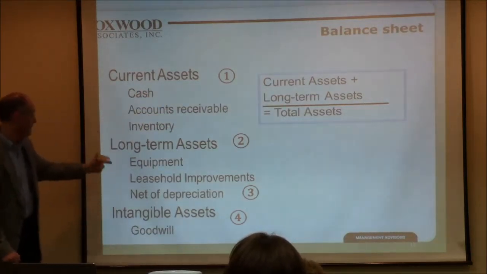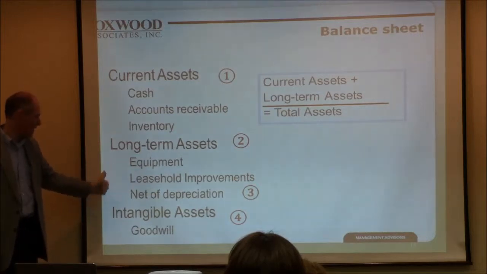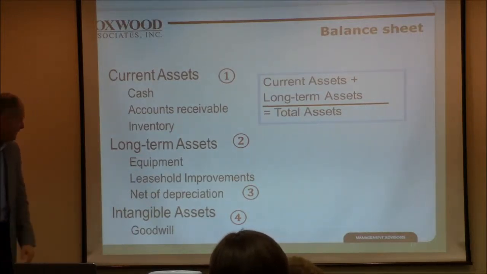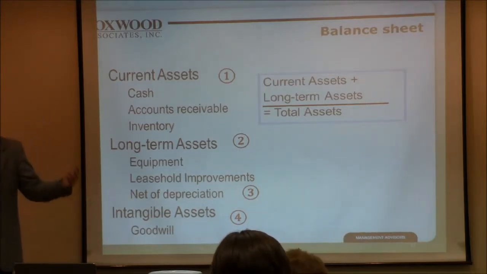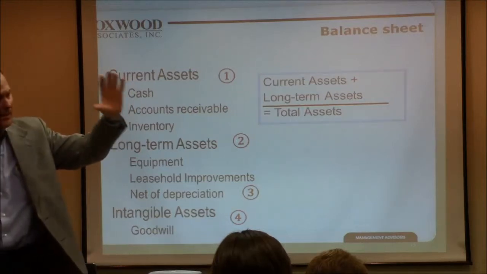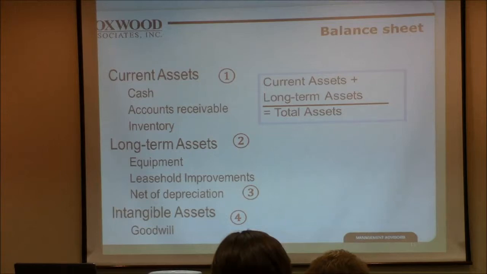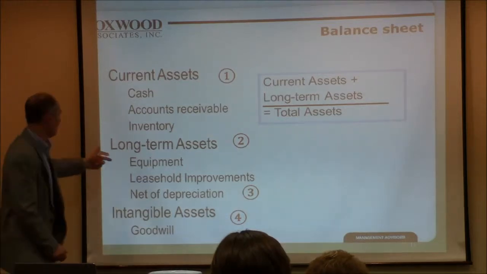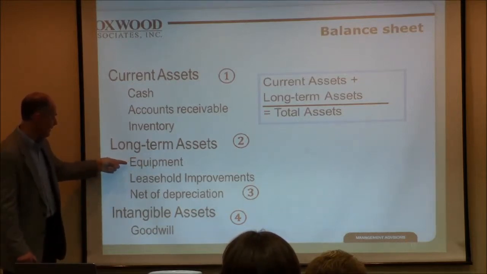Long-term assets, that's where I put my equipment. Improvements to my real estate and things. Oh, by the way, now look at this. Net of depreciation. What in the world is that? Oh my goodness. Remember my truck? $10,000? That's a thing I have. So right, that's a piece of equipment. We'll call it equipment and trucks. So I got $10,000 of equipment.